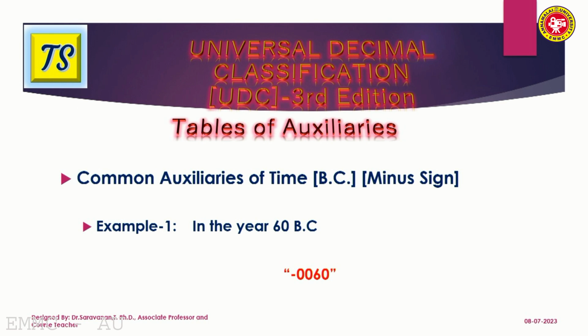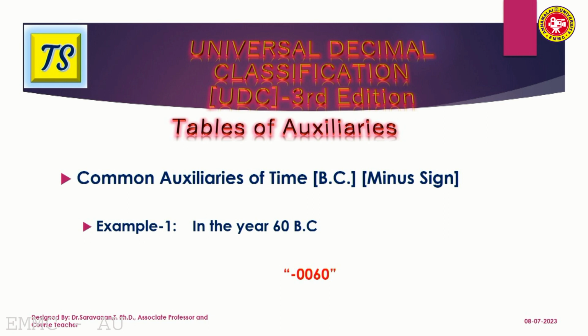Common auxiliaries of time, BC. Here UDC instructs to add a minus sign before the BC. See the example. In the year 60 BC, how the 60 BC has been transferred as per the UDC instructions. Note down it.